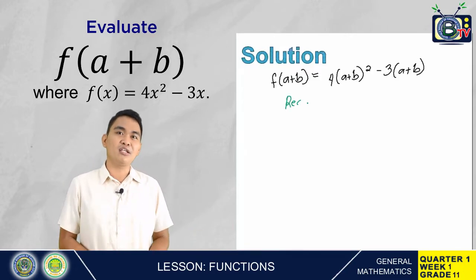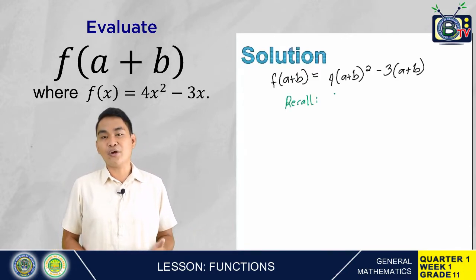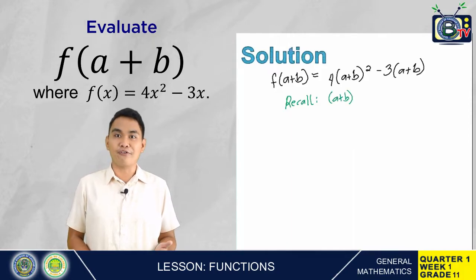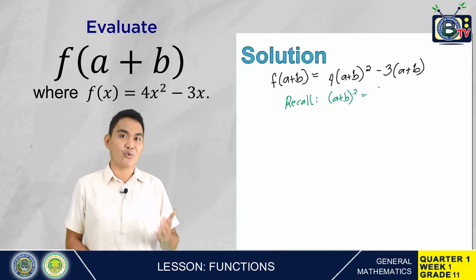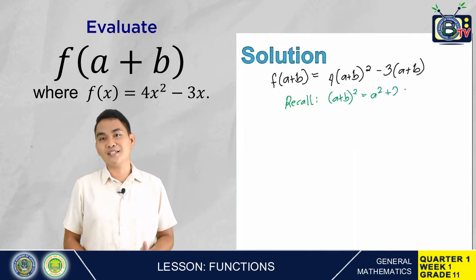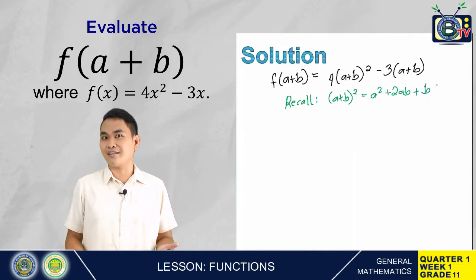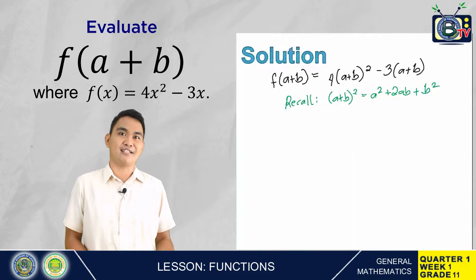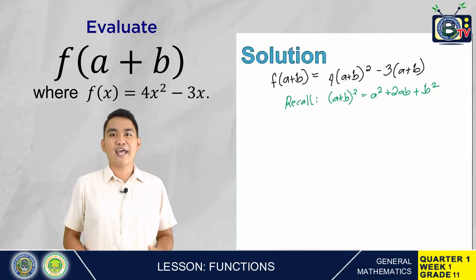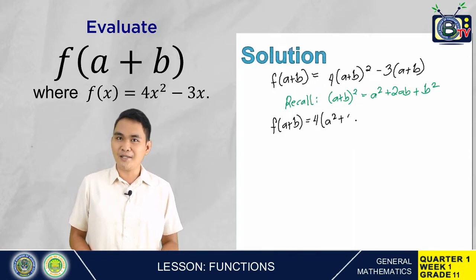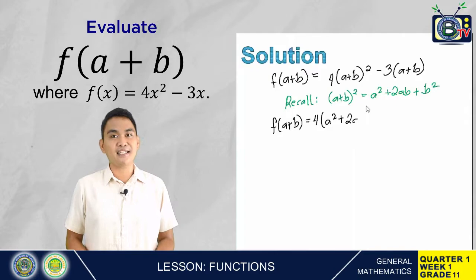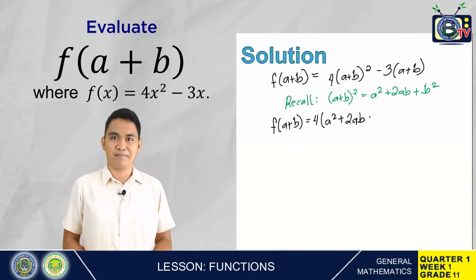But before we continue, let's recall that the square of a binomial, or the square of a plus b, is equal to the square of the first term plus twice the product of the first term and the second term plus the square of the last term. Meaning, f of a plus b is equal to 4 times the quantity a squared plus 2ab plus b squared minus 3 times the quantity a plus b.